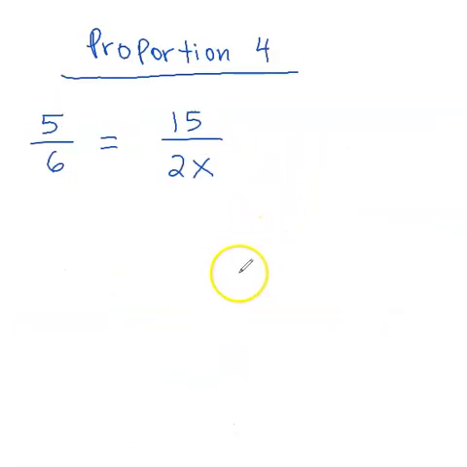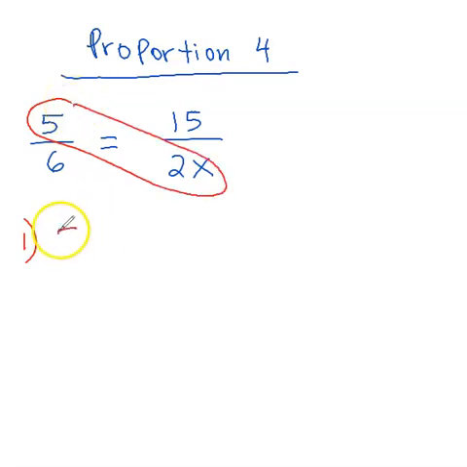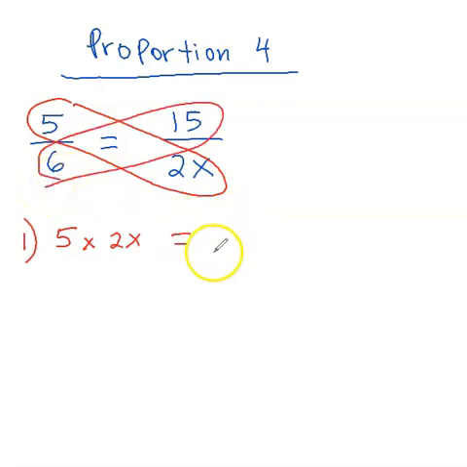Proportion 4. We had just x before, but what if you have a 2 in front of the x like this? Let's solve it the same. Step 1, 5 times 2x, like this, is equal to 6 times 15. So 5 times 2x is simply 10x. You just do 5 times 2 and then keep the x. Then 6 times 15 will have to be 90.